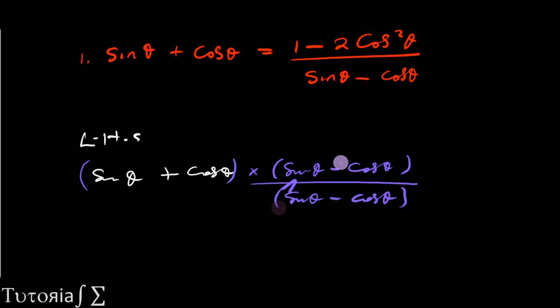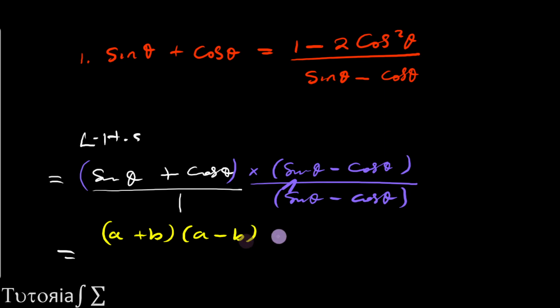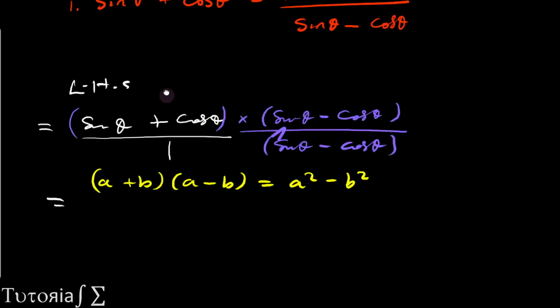This is done so that we don't lose the meaning of the question. So this and this can cancel out to give us 1. Now we multiply this times this, and this is over 1. This is a difference of two squares. Let me just put it here. When you have (a plus b) multiplied by (a minus b), this is basically equal to a squared minus b squared. So that is a difference of two squares.